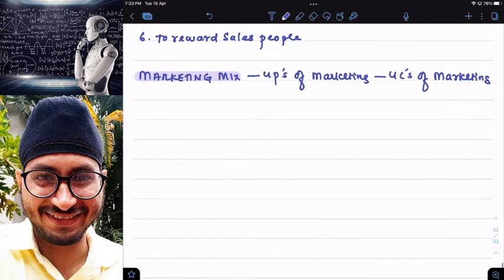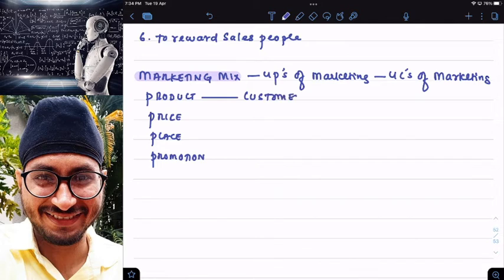Sir, P stands for, 4 P's means, product, price, place, promotion. Clear? Product, price, place, promotion. And 4 P's are also called as what? 4 C's of marketing. Product is called as customer solution.